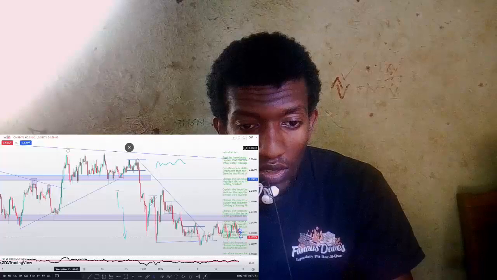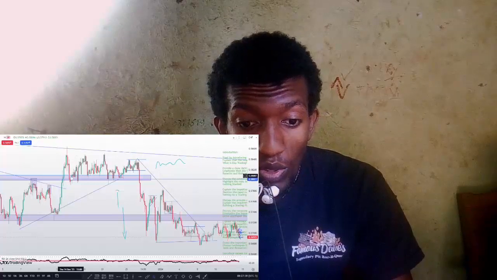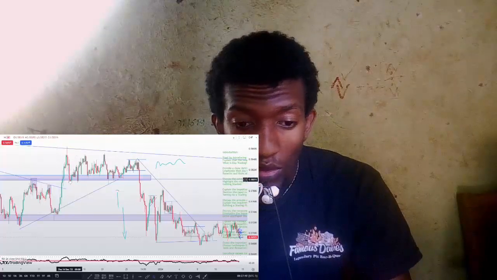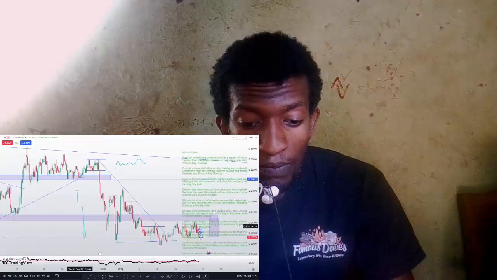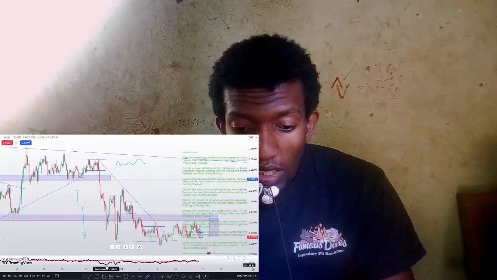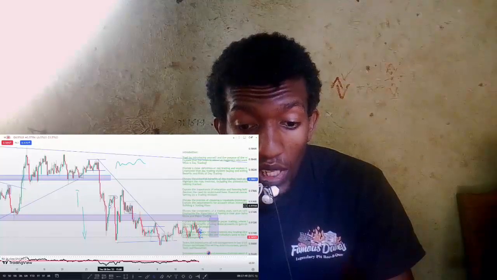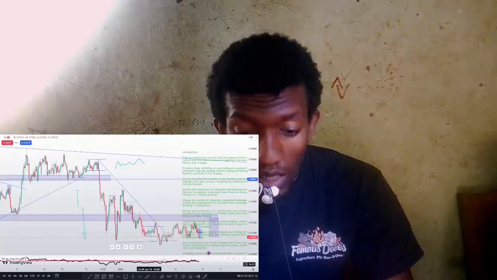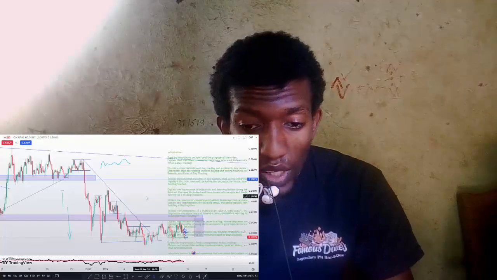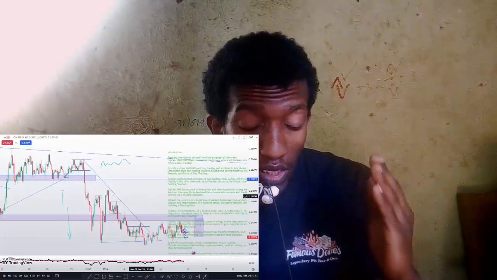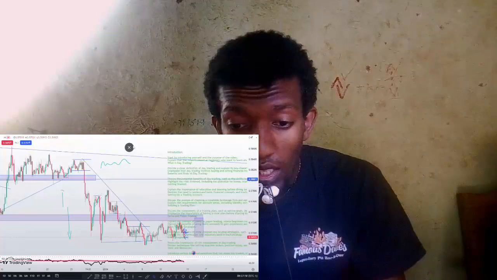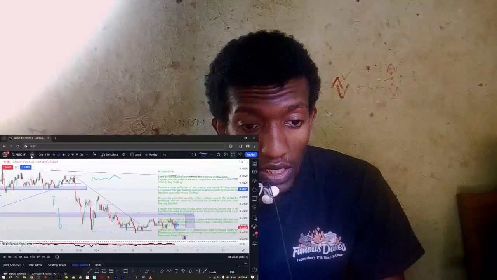If you had sold right here on the overbought position, this would have been a great, profitable trade. If you had bought right here on the oversold position, it would again have been a great trade. So this is one way, the RSI trading strategy. The other one is the moving average trading strategy.